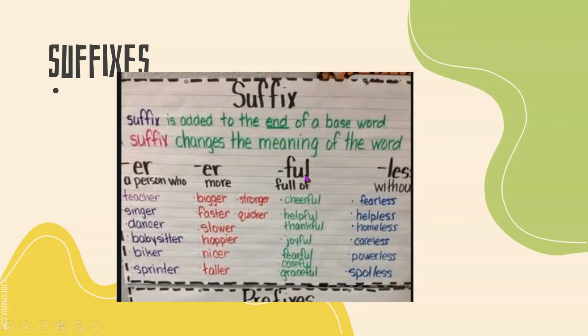Another suffix that goes at the end of the word is full, which means full of. So if you are cheerful, you are full of cheer. If you are helpful, you are full of help. Joyful, full of joy, and so forth. Another one we're going to be focusing on is less, which means without. So if you are fearless, you are without fear. If you are homeless, you are without a home. So remember, boys and girls, prefix and suffix, those little pieces of words together at the beginning and the end do mean something very important.